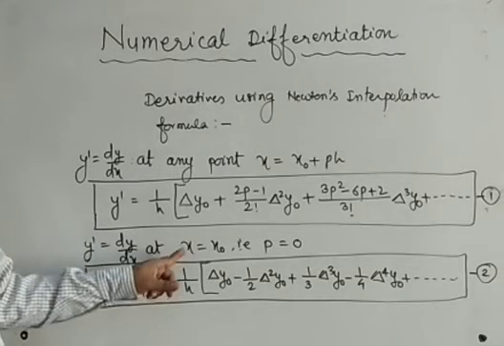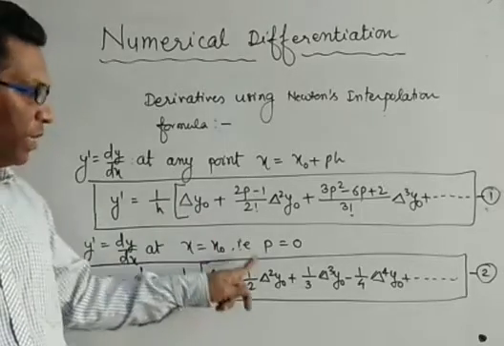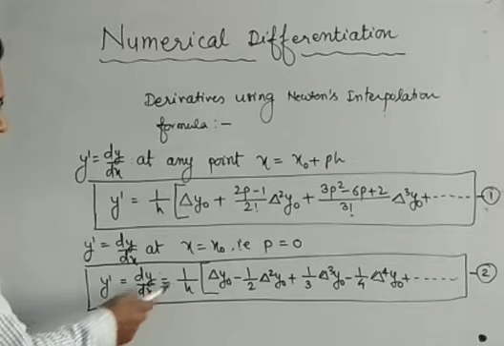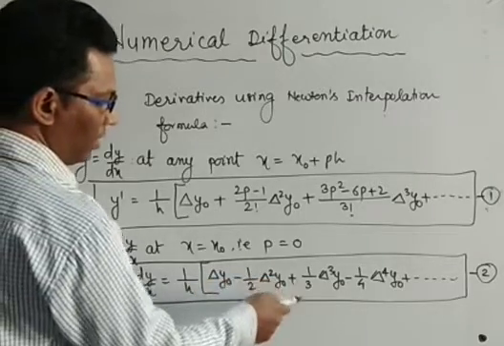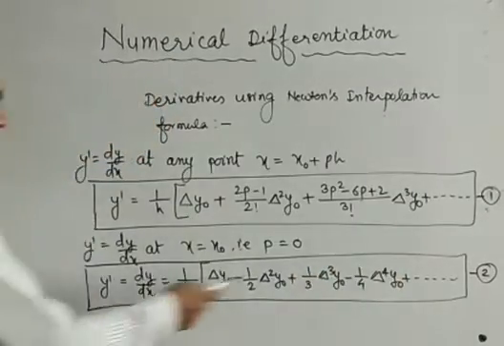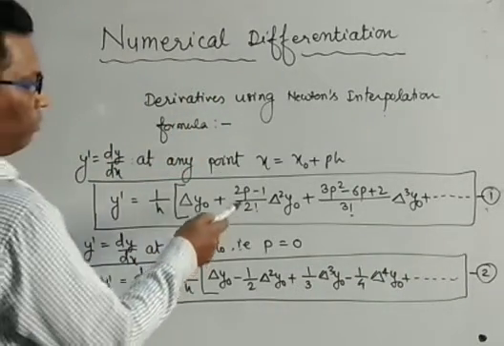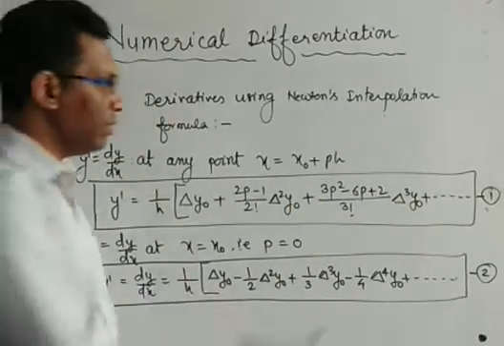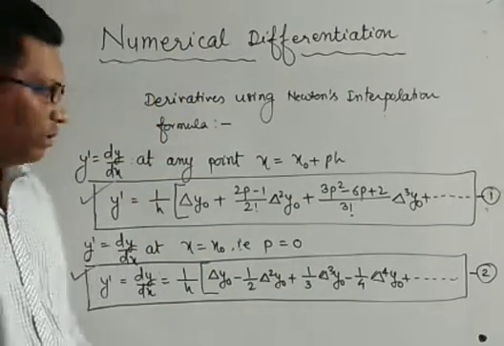But if we have to find the value of derivative for x equals to x0, that means where p equals to 0, then the formula will be y dash equals to dy by dx equals to 1 by h [delta y0 minus 1 by 2 delta square y0 plus 1 by 3 delta cube y0 minus 1 by 4 delta 4 y0 and so on]. So second formula is evaluated by putting the value of p as 0 in equation 1. So we have two equations, that is equation 1 and equation 2, to find the first derivative using interpolation formula.